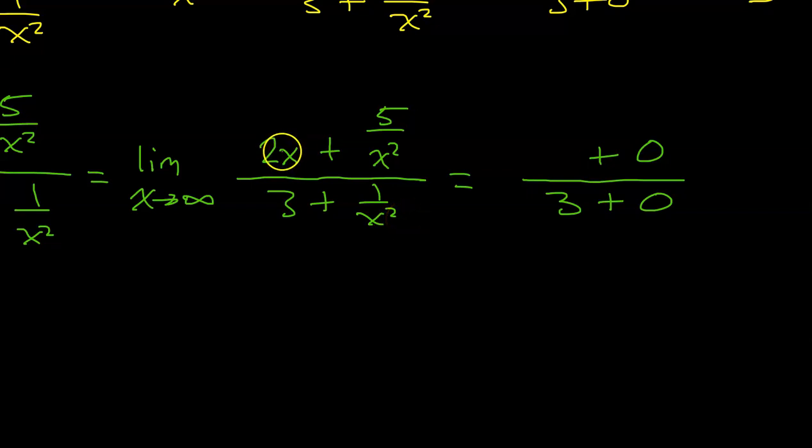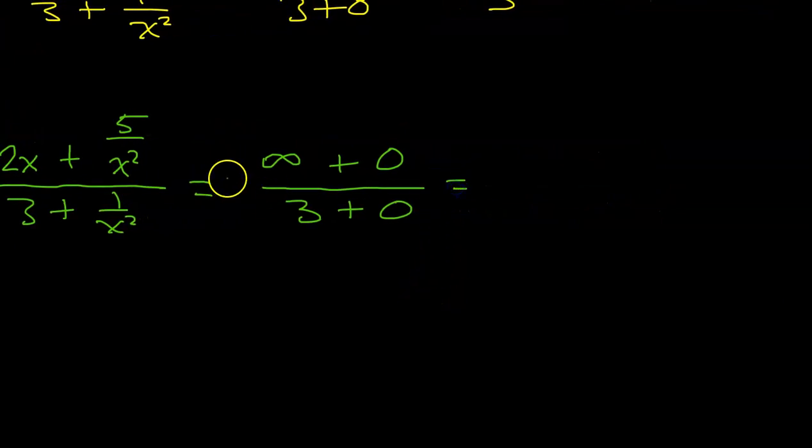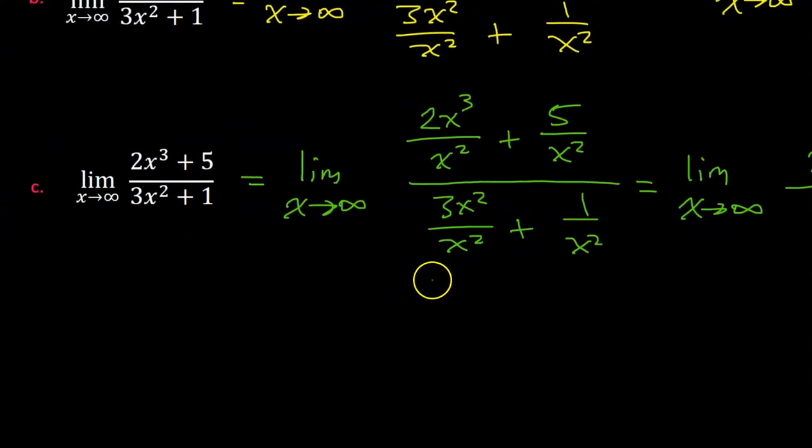But 2x, as x gets larger and larger and larger, the expression 2x will just get larger and larger and larger. So this particular term is going to approach infinity. So that means that the function as a whole is going to approach infinity divided by 3, which of course is just infinity. All right, it's going to increase without bound. So in other words, this one has no limit.